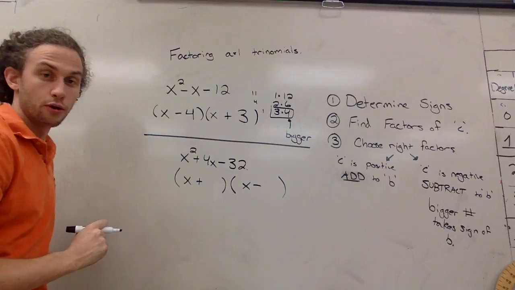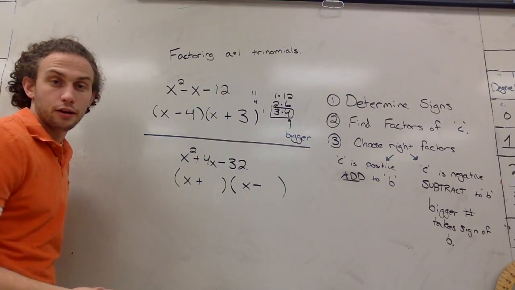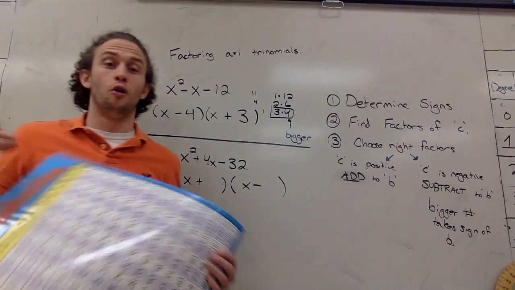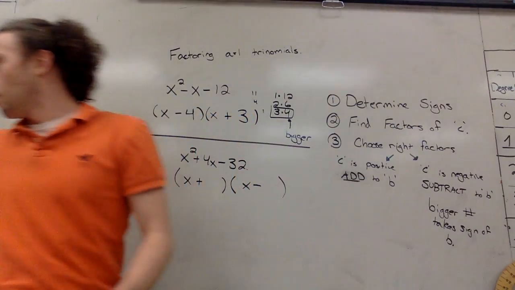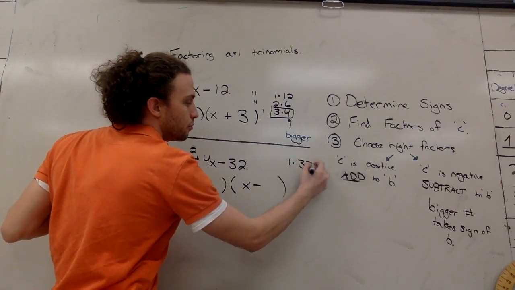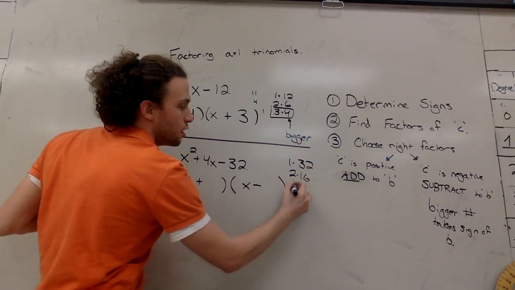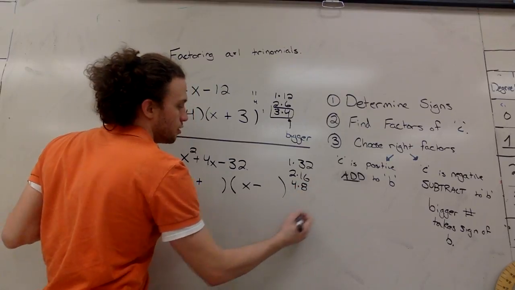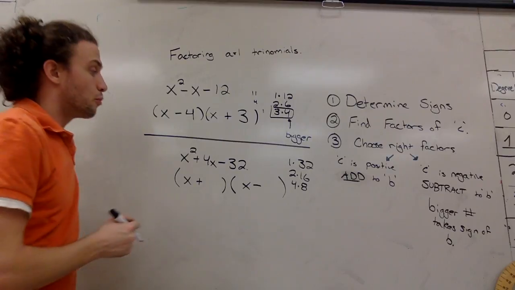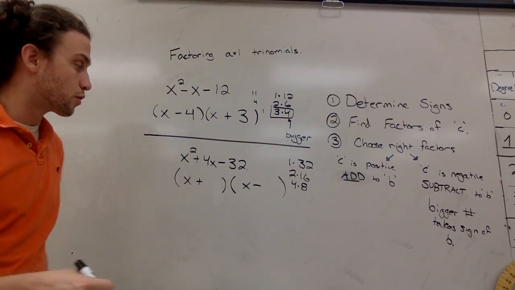So what multiplies to 32? We can use our handy-dandy calculators. We can use a multiplication chart right here. Or we can just write them out. 1 times 32, 2 times 16, 4 times 8. What else? Well, that's it. So we have these factors here that we have to choose from.